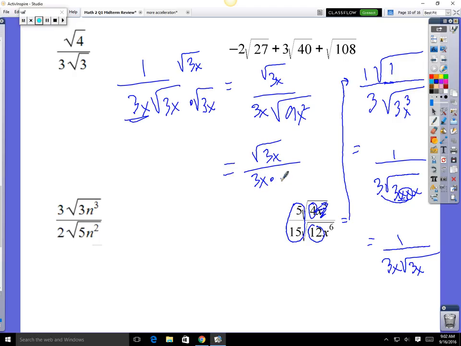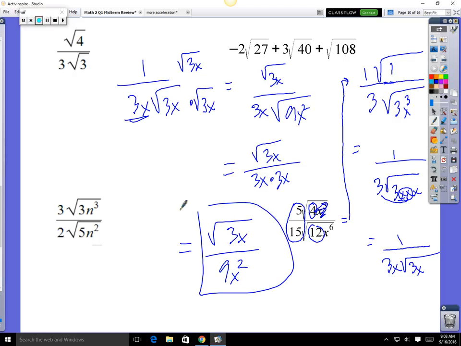You're going to times these together. Get busy, Garrett. Square root of 9 is 3. Square root of x squared is x. So that means on the bottom, you're going to end up with 9x squared. Okay.